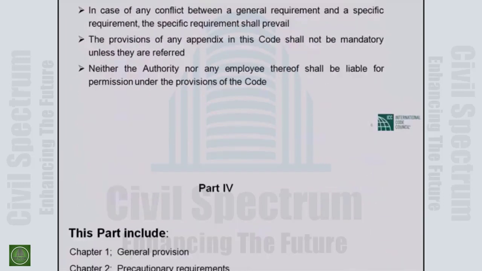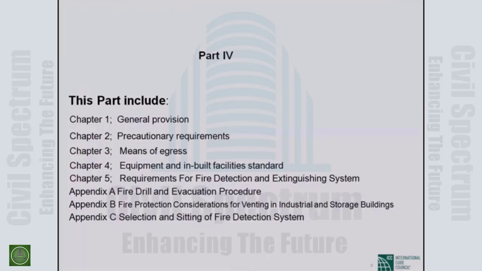Now I would like to go to part 4, which is my main topic. This part has general provisions, some precautionary requirements, then the means of egress. Today I shall talk about these 3. There are another 2 chapters, equipment and building facilities standard, and the requirement for the fire detection extinguisher system. These 2 will be discussed tomorrow, along with the relative appendix. So I shall talk now about some general provisions, the precautionary requirements and the means of egress.